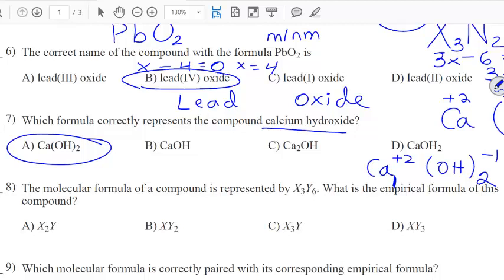All right, number 8. The molecular formula of a compound is represented by X3Y6. What is the empirical formula? Remember, the empirical formula is always when the subscripts are in lowest possible terms. So 3 and 6 are both divisible by 3. So that's going to give us X1, right? Y2. Yep.